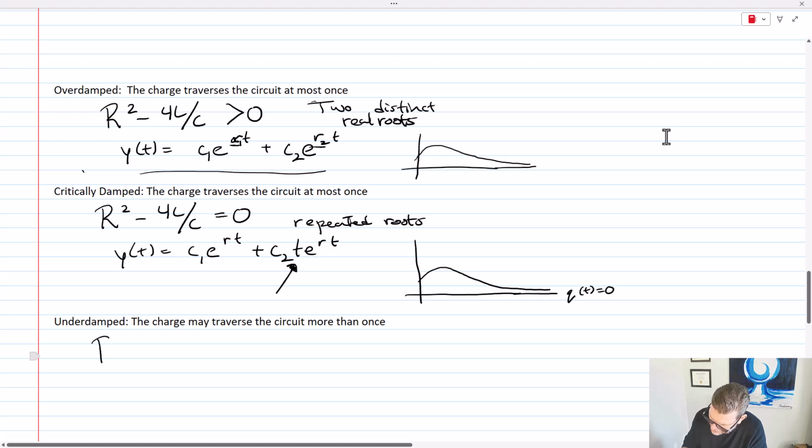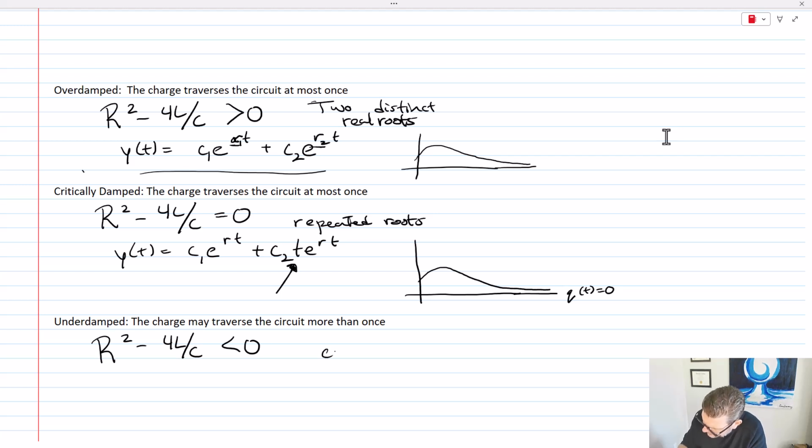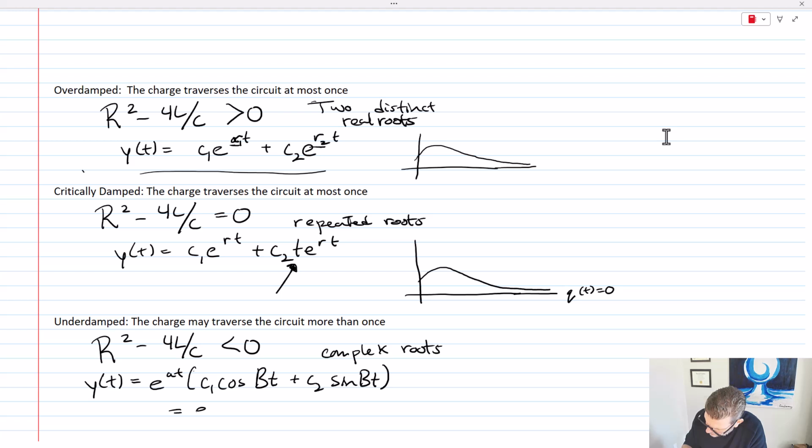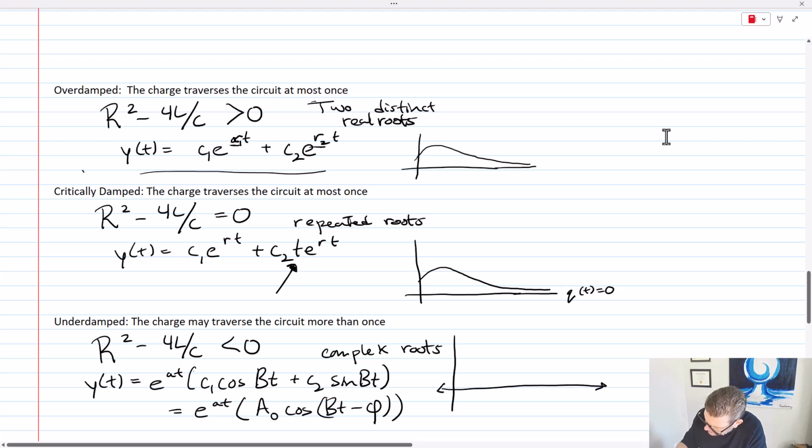In the case of the underdamped situation, we're going to get that R squared minus 4L over C is less than 0, right? So this is a case in which we get complex roots. And if you remember, when we end up with complex roots, we're going to get y of t equals e to the at, where a is the real part of the complex solution, times c1 cosine bt plus c2 sine bt, which in our phase-shift form is going to be a naught cosine bt minus phi. If you look at this, we've got some kind of oscillation.